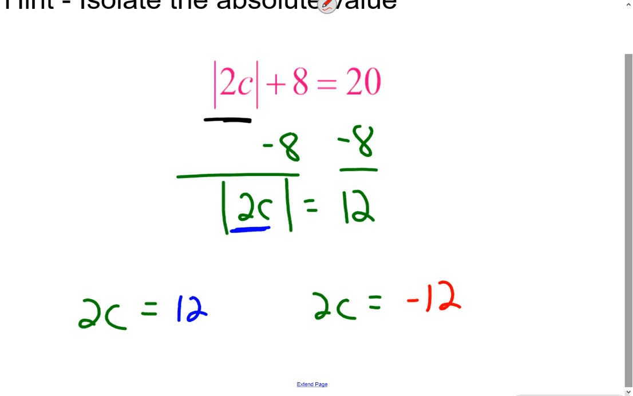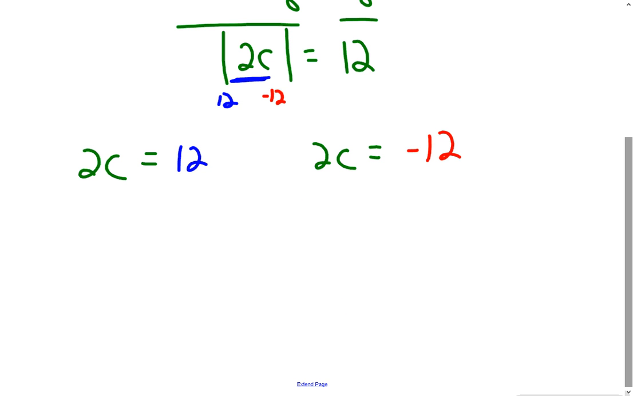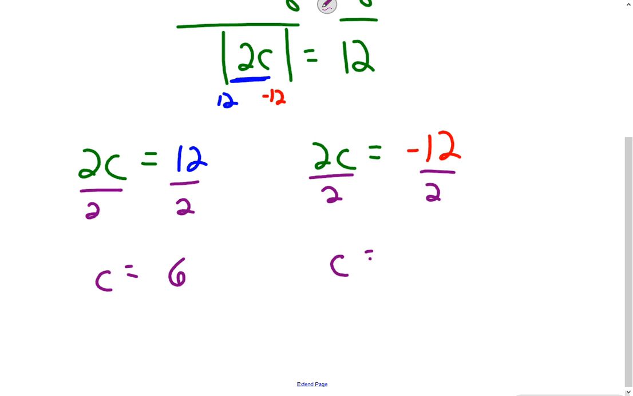Because the stuff inside here either had to be 12 or it had to be negative 12. One of the two, and then it'll make the equation true. Now I have two little equations that I can solve. So my first one, I'm going to divide both sides by 2, and I just figured out that c equals 6. My other one, divide both sides by 2. I just figured out that c equals -6.